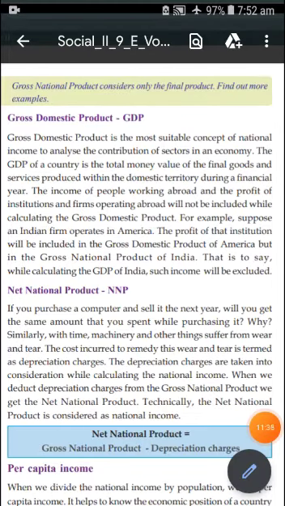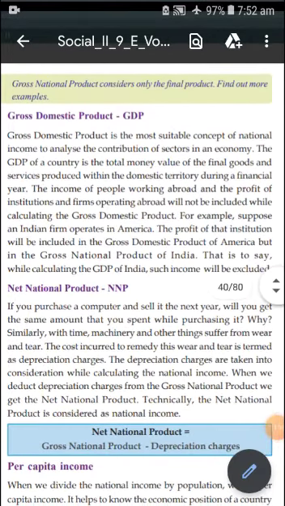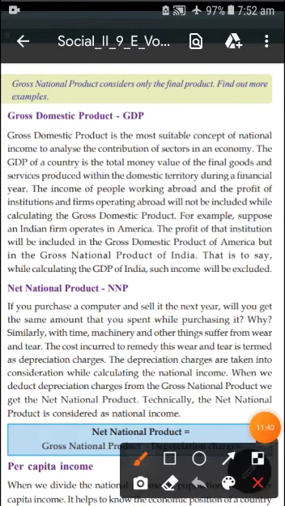See here, the GDP of the country is the total money value of the final goods and services produced within the domestic territory during the financial year. Okay, till here you write. The GDP, gross domestic product, is the total money value of the final goods and services produced within the domestic territory during the financial year. Till there you have to write.